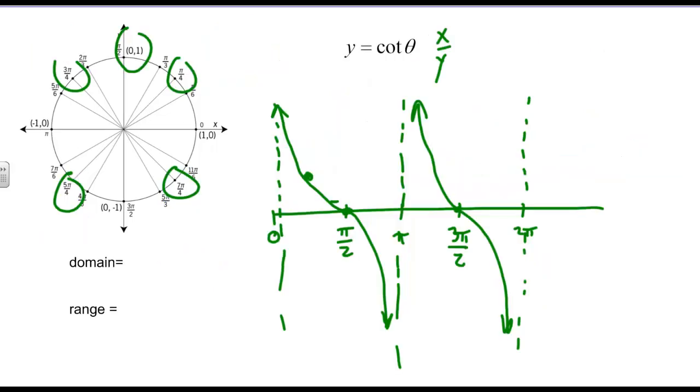So again, taking a look at a period for this, where does this guy start repeating? Well, it starts repeating after pi. So the period, once again, for cotangent is equal to pi. The domain is basically 0, well, I don't have to say 0, but I can say 0 plus pi n, where n is an integer, and the range is all reals once again.